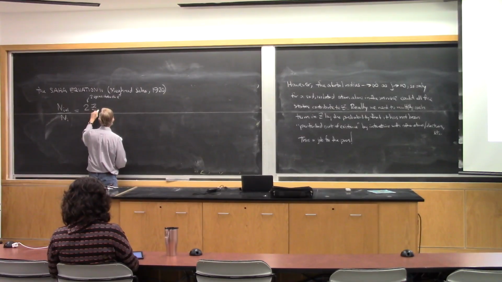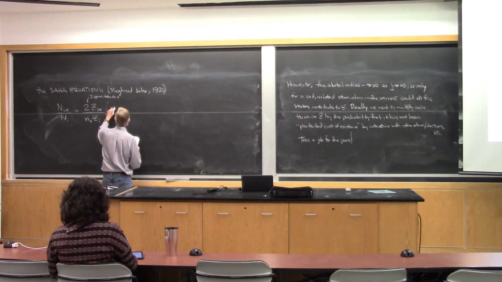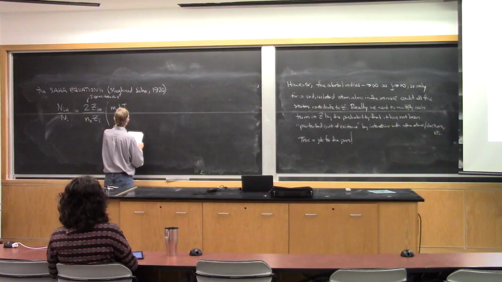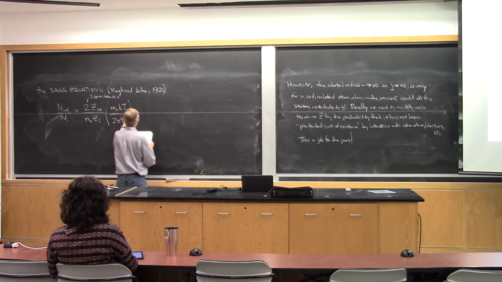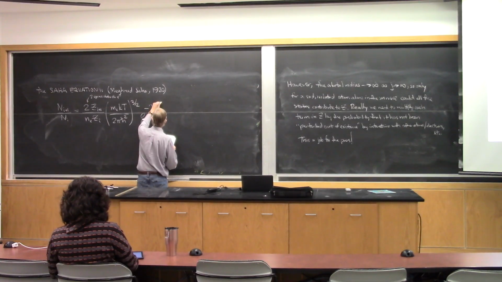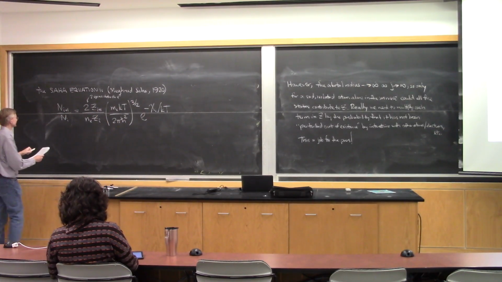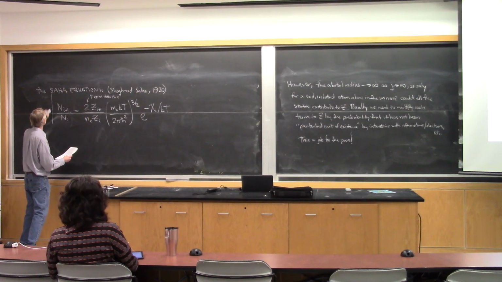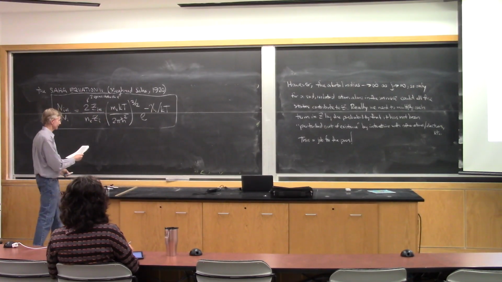2 times Z_{i+1} over N_e times Z_i times (m_e kT over 2 pi hbar squared) to the 3/2 power, e to the minus chi_i divided by kT. And it's important, so it needs a box around it. And we have to say what the symbols mean that we haven't defined yet.